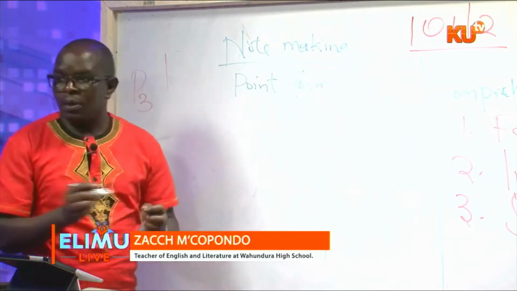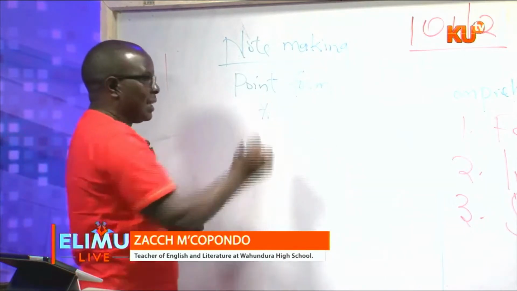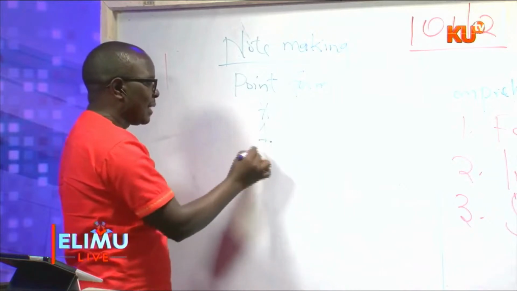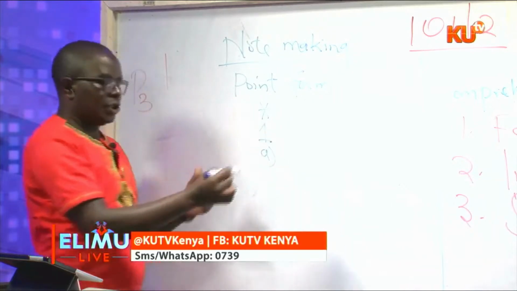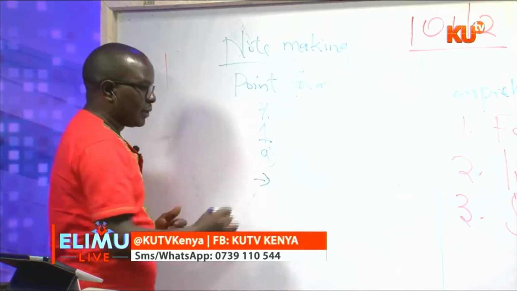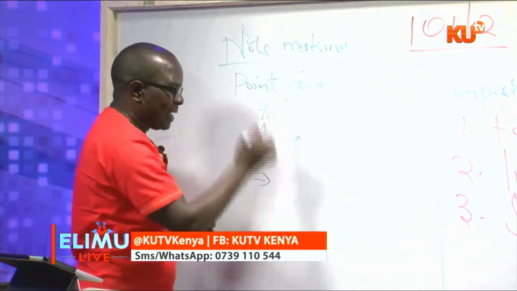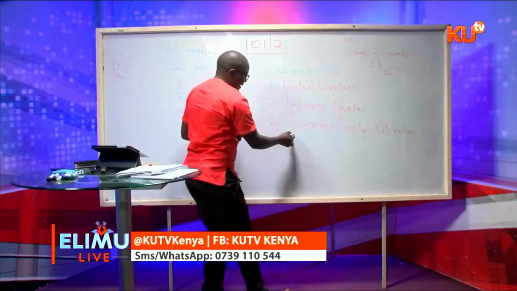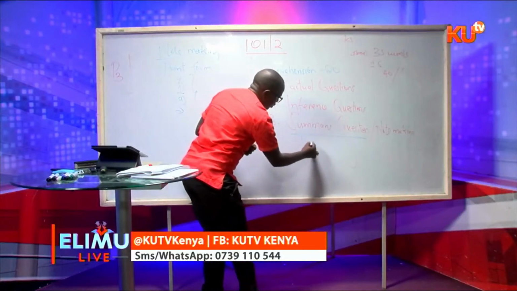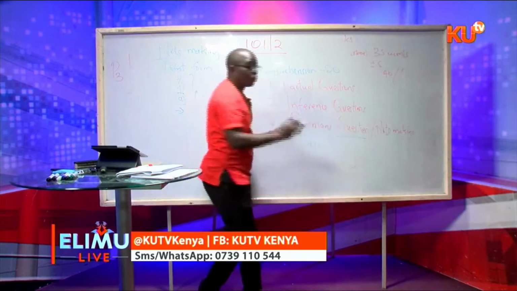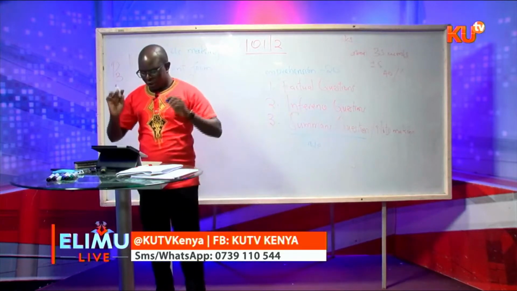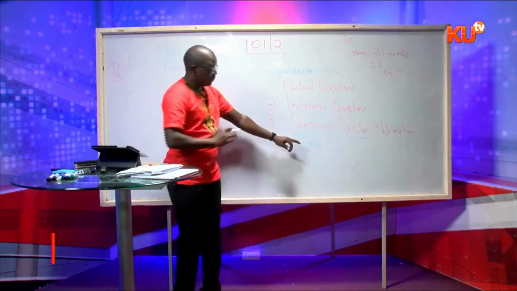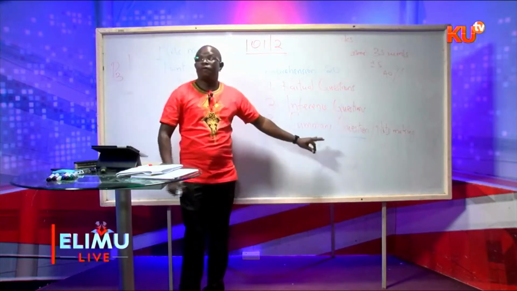So in point form, we look at things like asterisks, numbering, and alphabetical numbering. You can also use arrows. Just note that it must be in note form. Remember, a summary must be in prose, continuous prose. If you write in point form, it will be marked, but you will lose 50% of the mark.